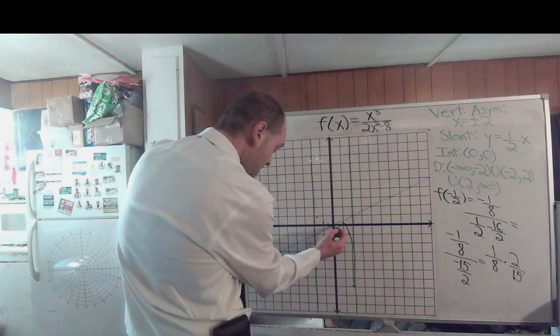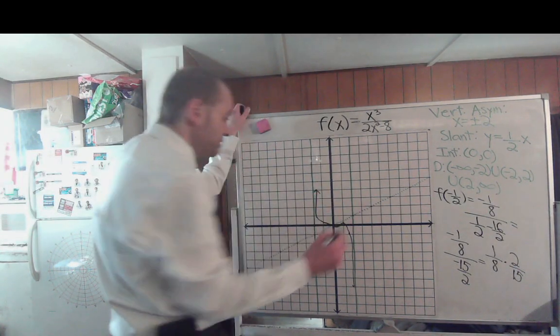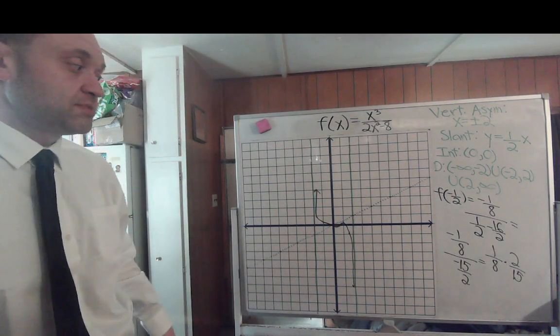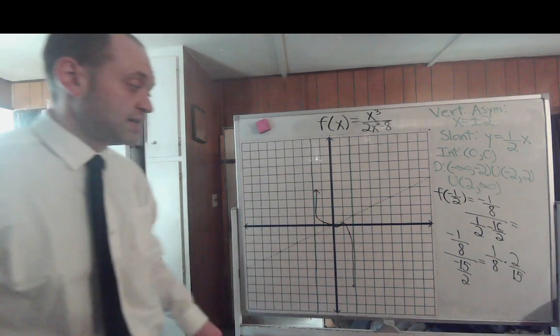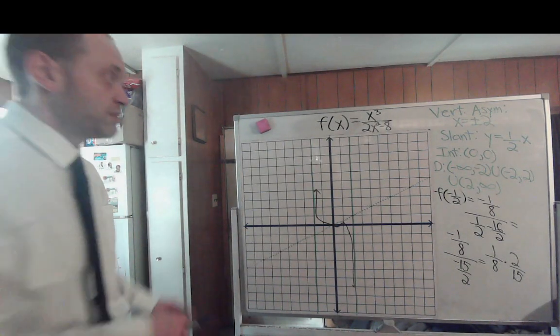So something very interesting occurs here. Look at this middle piece. Look at that. It actually does cross a slant asymptote, and you can have that. Sometimes you will have that. It can cross slant asymptotes, but not always.